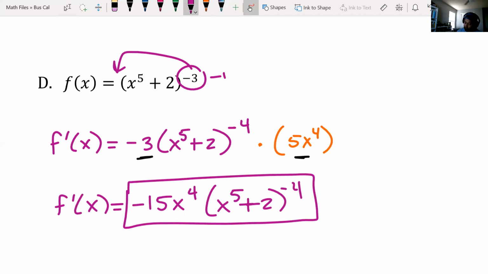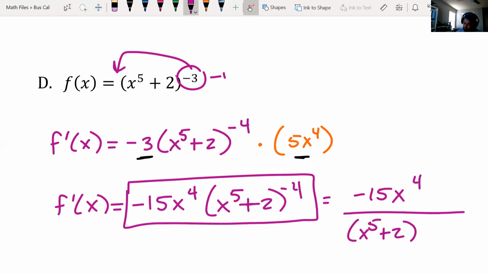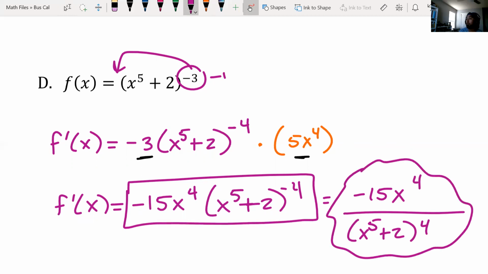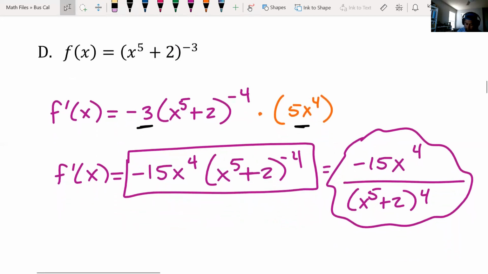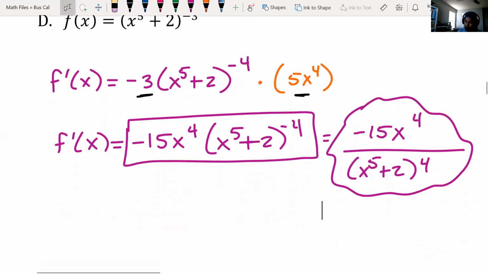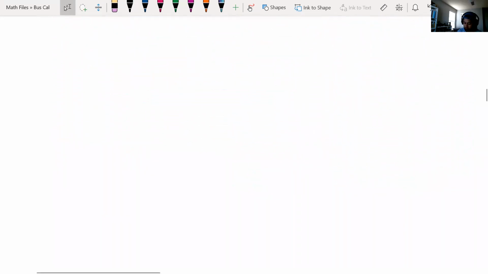Again, one more rewrite is negative 15x to the 4th over x to the 5th plus 2 to the 4th. All right. Any questions on that one? All right. Let's keep moving.